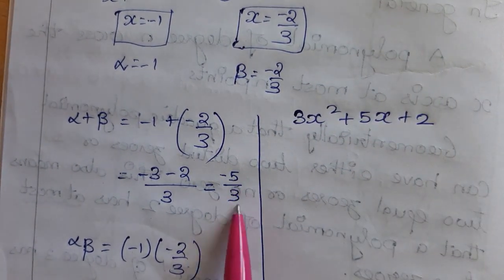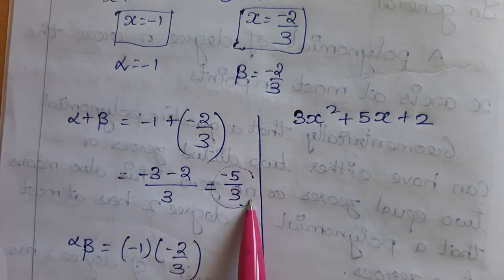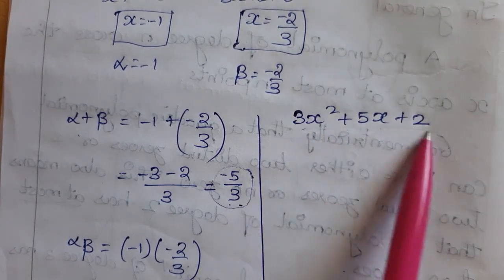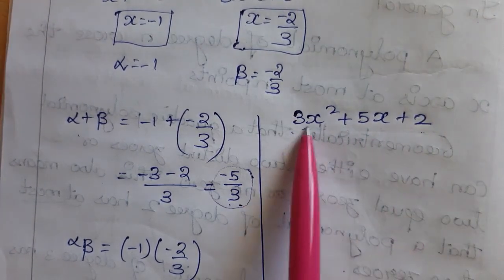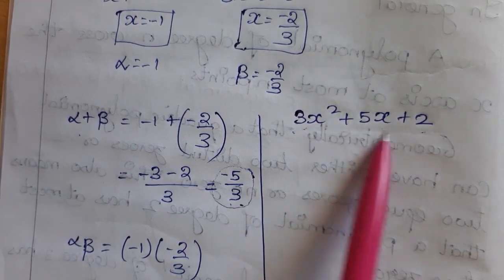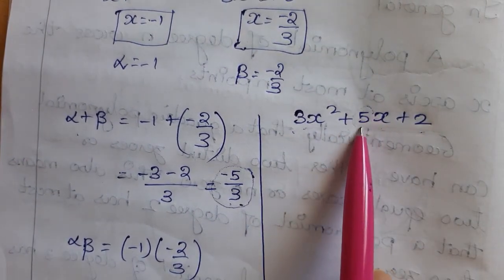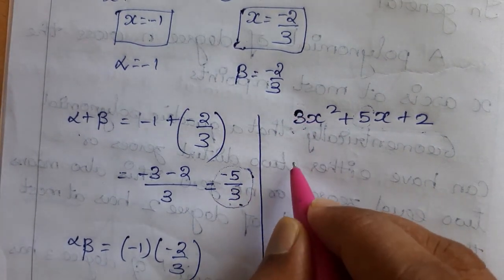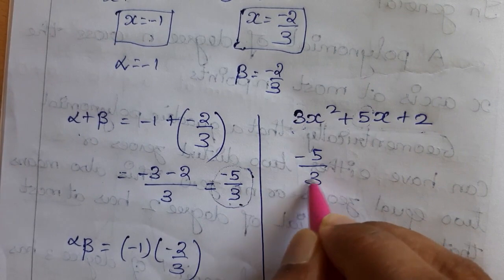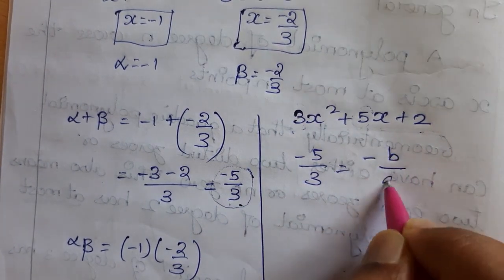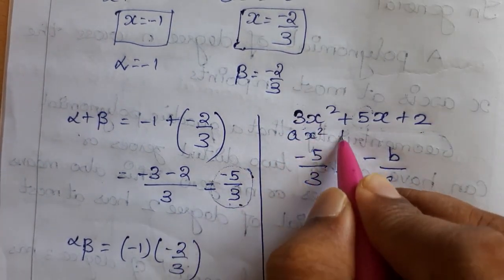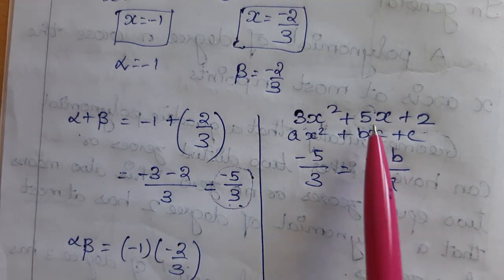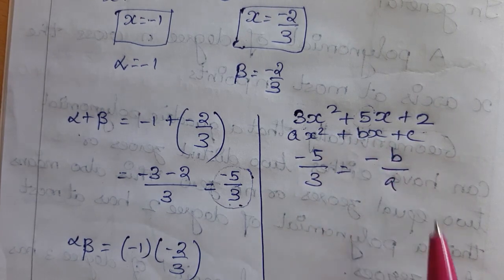Consider the minus 5 by 3, that is alpha plus beta. Can you compare it with the given quadratic polynomial? Yes, you can see the coefficient of x divided by the coefficient of x square, and negative is there. So minus 5 by 3 is nothing but negative of b by a. Already we know this general form ax square plus bx plus c, right? Clear? So here b is 5, so negative of b by a.